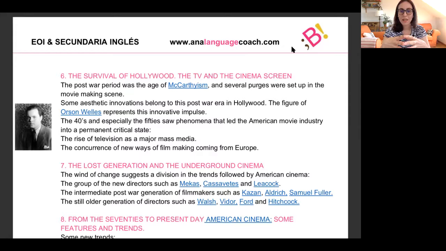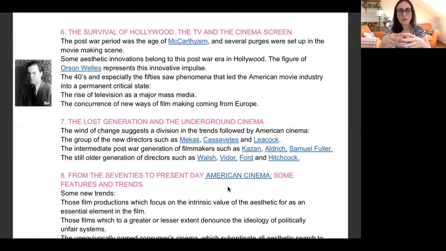The Lost Generation and the underground cinema. The wind of change, el viento que cambia, no? The wind of change suggests a division in the trends followed by American cinema. The group of the new directors such as Mack, Cassavetes and Leacock, and then you can develop your own research there. The intermediate post-war generation of filmmakers such as Keaton, Aldrich, Samuel Fuller, and then the still older generation of directors such as Walsh, Bider, Ford, and Hitchcock.